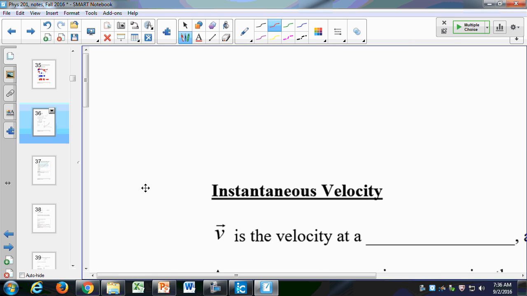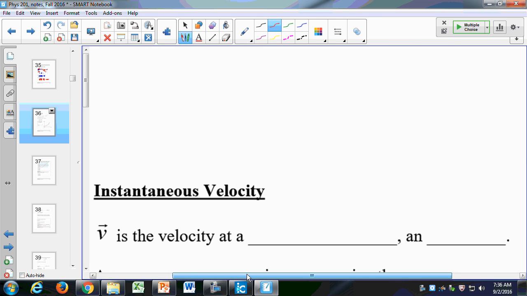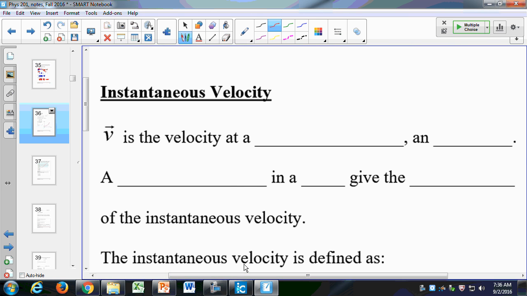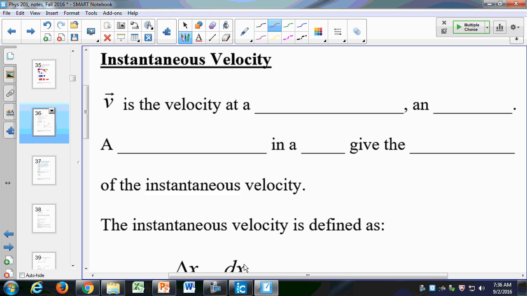All right. That's average velocity. That's sort of important, but mainly we're going towards looking at instantaneous velocity. And instantaneous velocity is the velocity at a particular time. That is an instant. We'll talk about this in terms of a derivative soon.